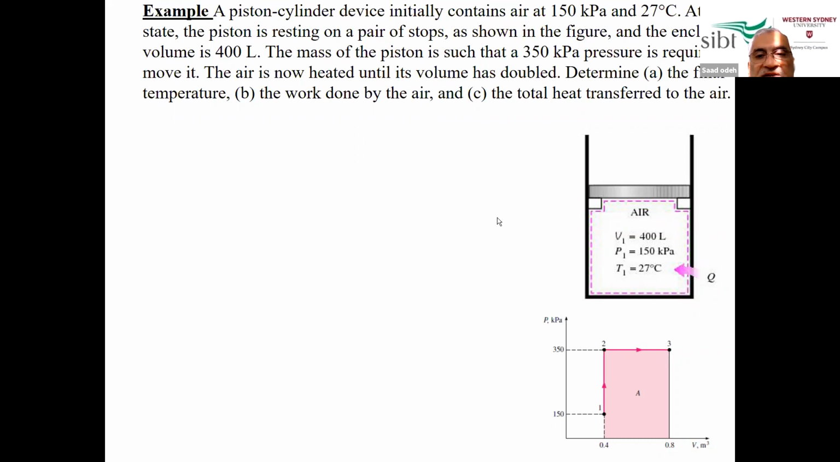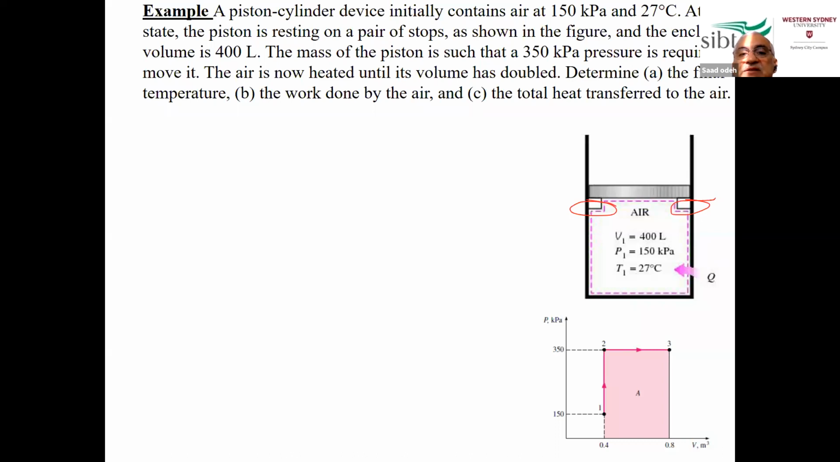In this question, we have a piston and cylinder device again. We have the initial condition, as you can see here: V1, P1, T1 are all given. The piston is at rest on two stoppers here, so it doesn't go downward. As shown in the figure, the volume is given, and the pressure is also given.